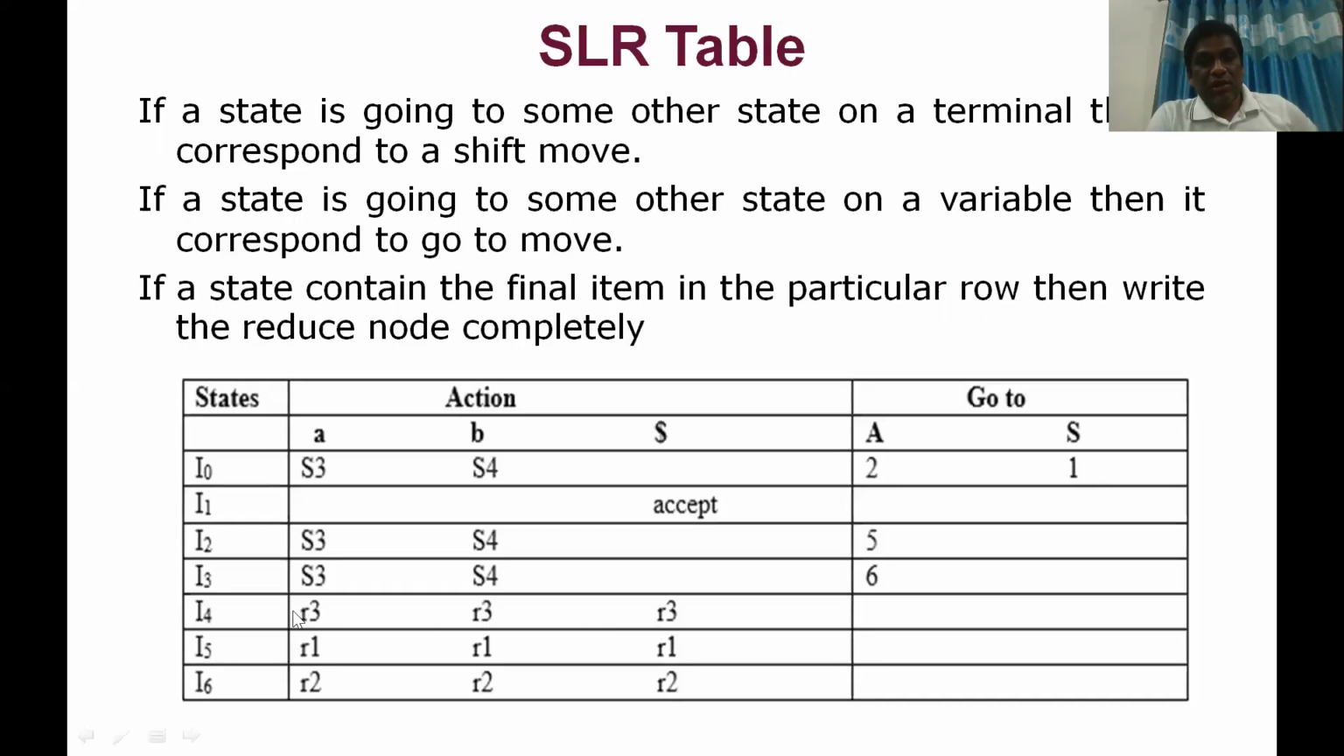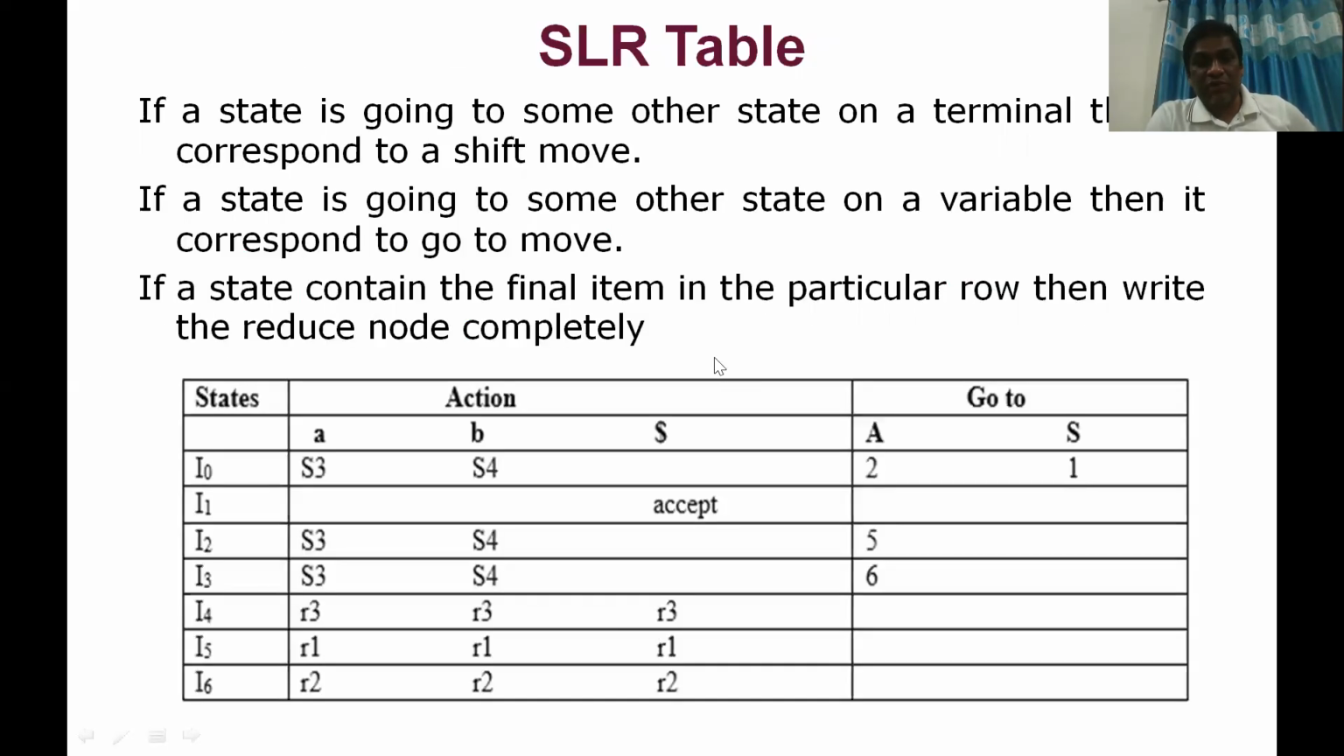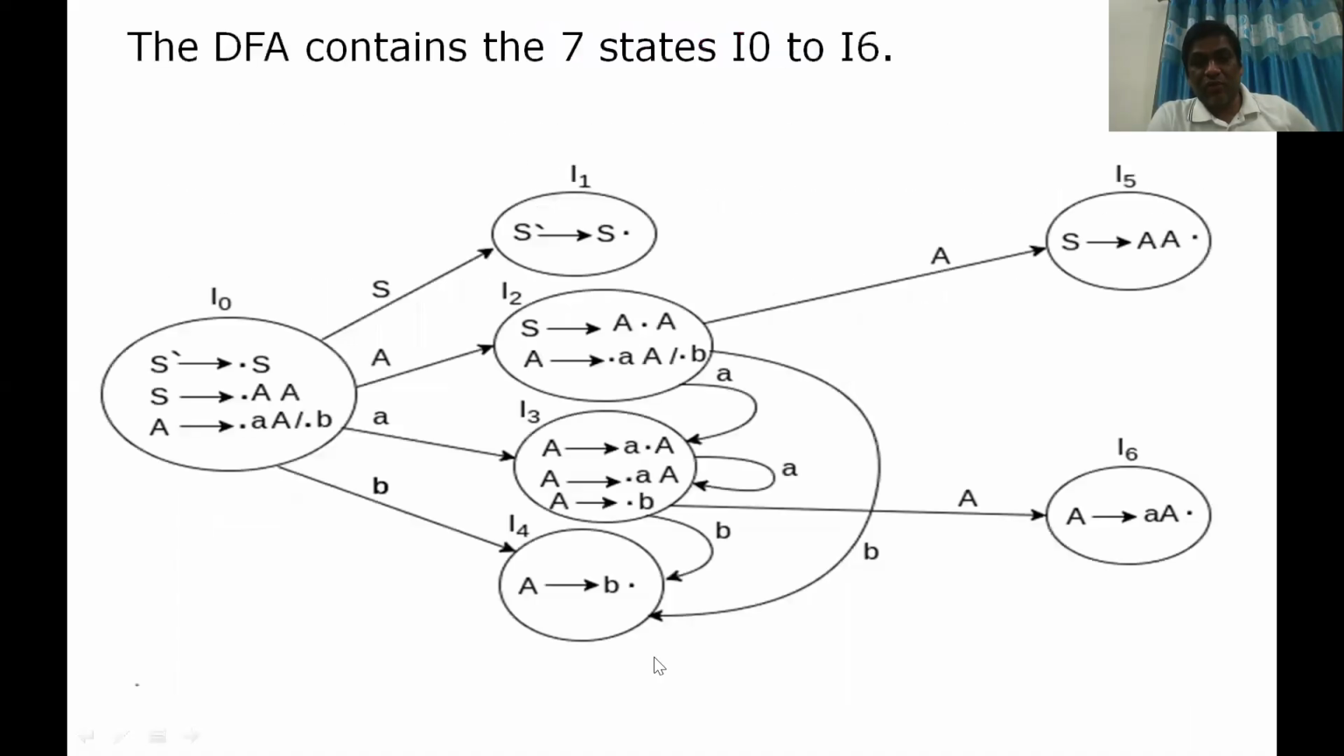And then I5. There is nothing after dot. What is the production number? S implies capital A is the first production. Production number is 1. Therefore, the entire row I5 corresponds to R1. Reduce 1. And I6 corresponds to A implies small a, capital A, which is nothing but the second production.